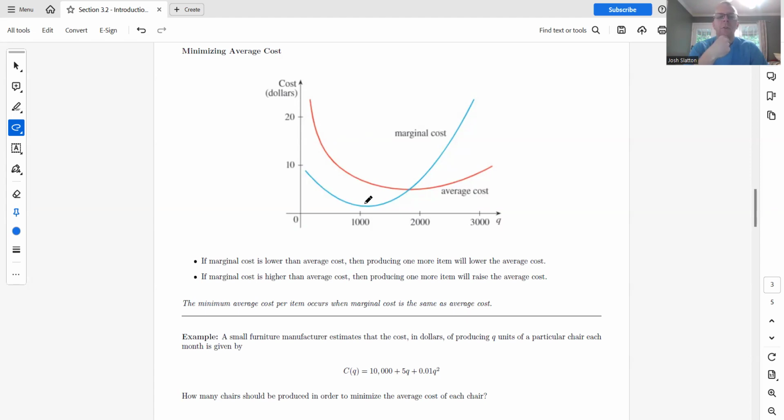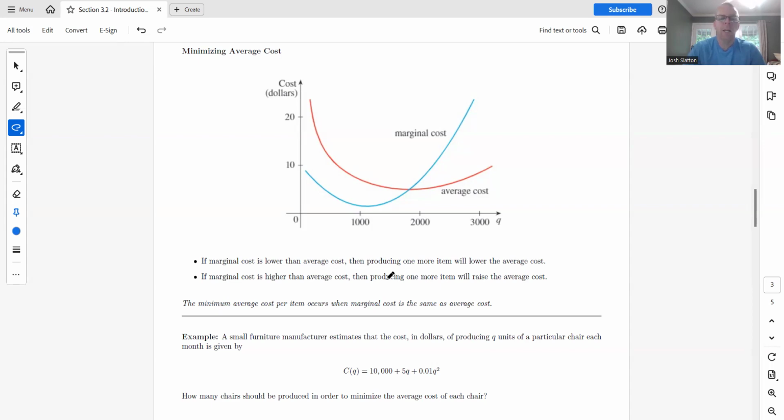Now, where is average cost minimized? If the marginal cost is lower than the average cost, so the cost to produce one more item is lower than what it's cost to produce the items so far, producing one more item will lower the average cost. On the other hand, if marginal cost is higher than average cost, then producing one more item will raise the average cost.